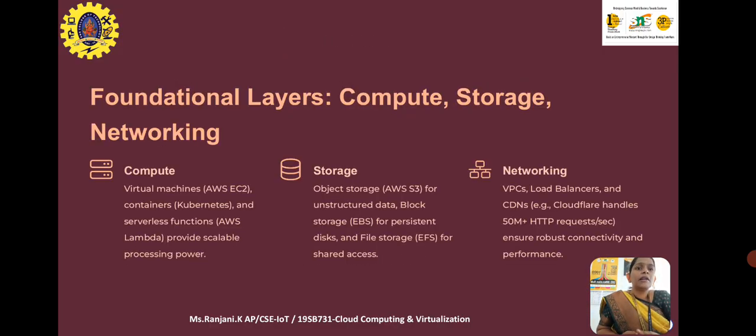So let us see the fundamental layers, which means the main processes of the cloud: compute, storage, and also networking. Compute includes virtual machines such as AWS, containers like Kubernetes, and serverless functions like AWS Lambda, which provide scalable processing power. Storage includes object storage for unstructured data, block storage for persistent disk, and file storage for shared access. Networking includes load balancers, VPCs, and HTTP. These things come under networking.